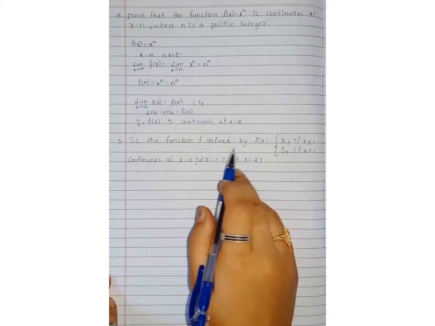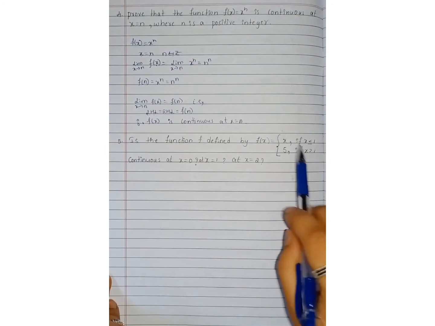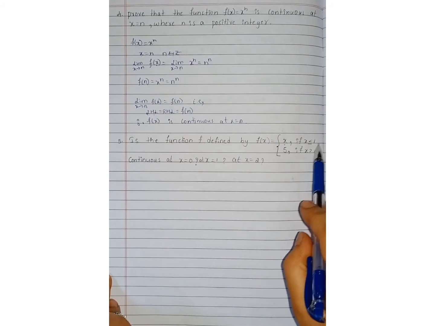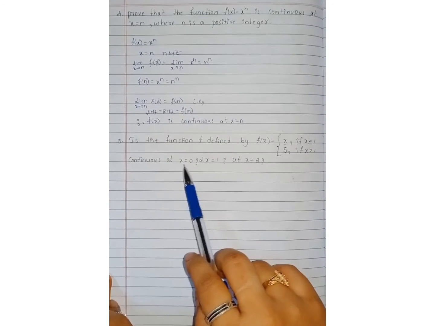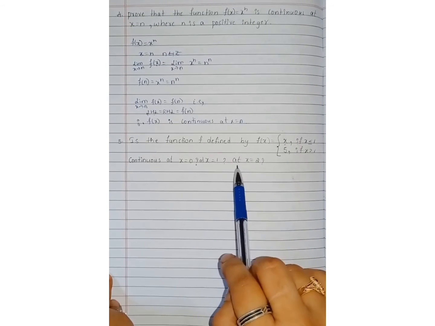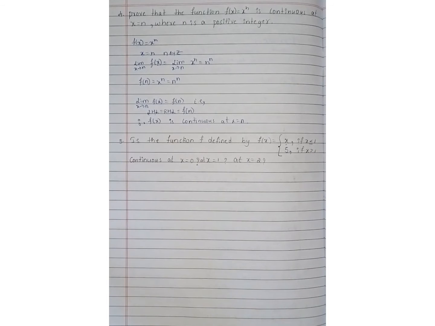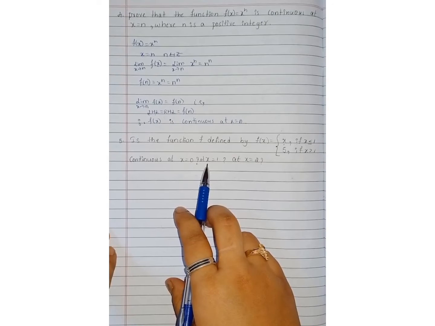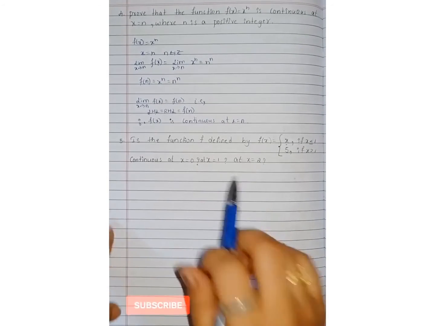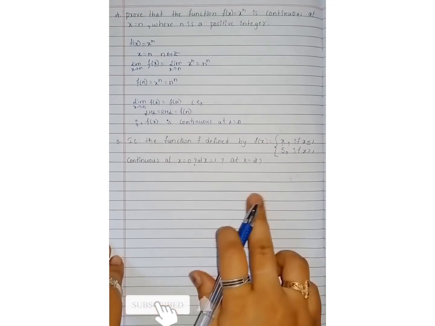Is the function f defined by f of x is equal to x if x is less than 1, and 5 if x is greater than 1, continuous at x is equal to 0, at x is equal to 1, at x is equal to 2? So they are asking us whether the function is continuous at x is equal to 0, at x is equal to 1 and x is equal to 2. Okay, we have to check whether it's continuous or not.